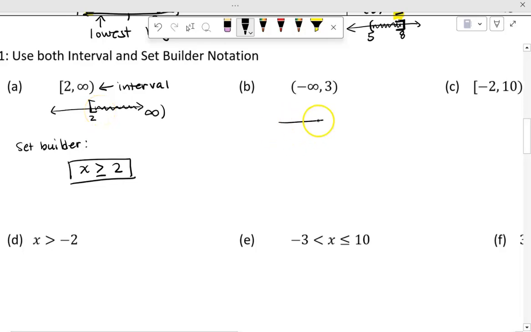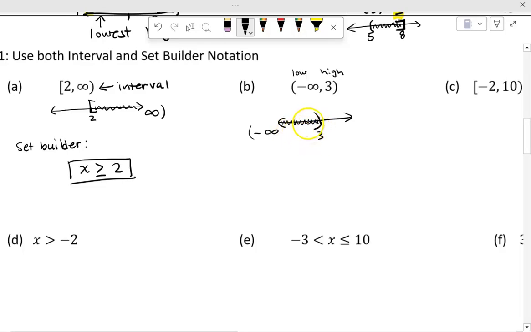Heading to B, I'm going to make a number line again because it's the easiest way, like I said, to visualize. But this time the lowest x can be, and again, it always goes lowest, comma, highest. The lowest x could be is negative infinity. And lowest always goes on the left, highest always goes on the right. Highest x could be is 3. X cannot equal 3. And x will never equal infinity. So that's why those have parentheses. But x could be anything below 3.